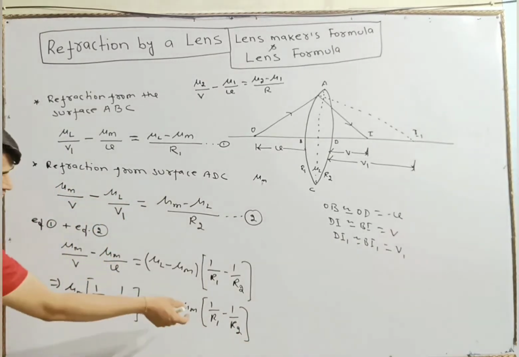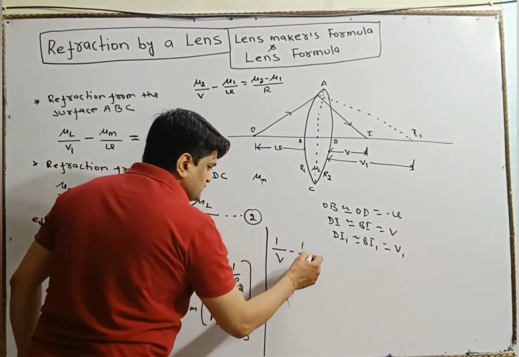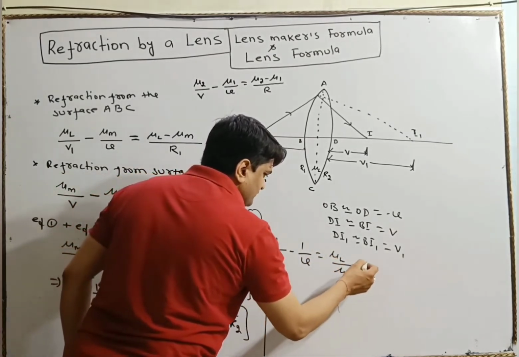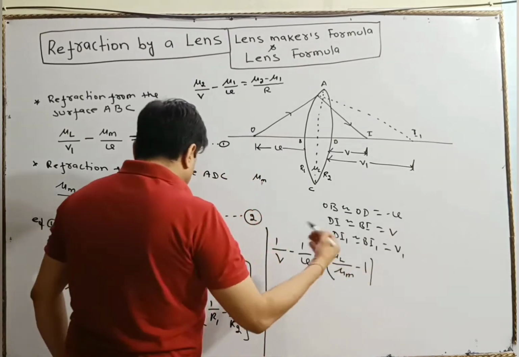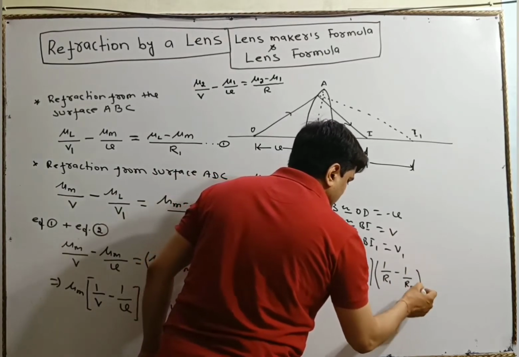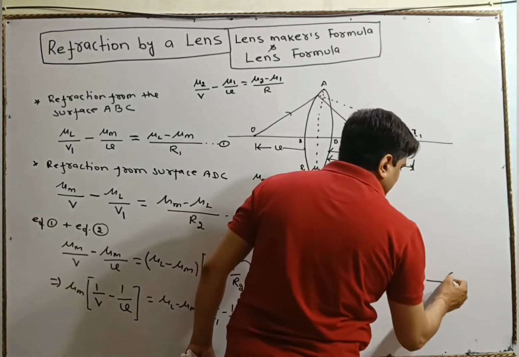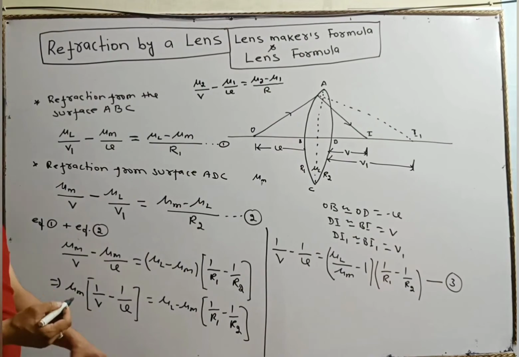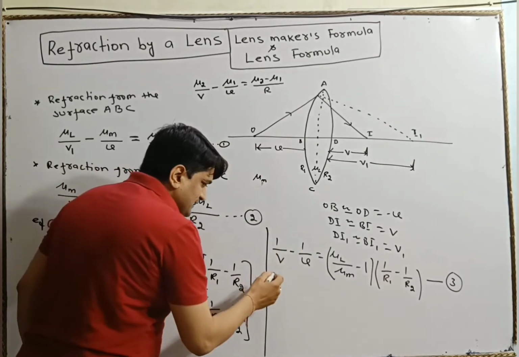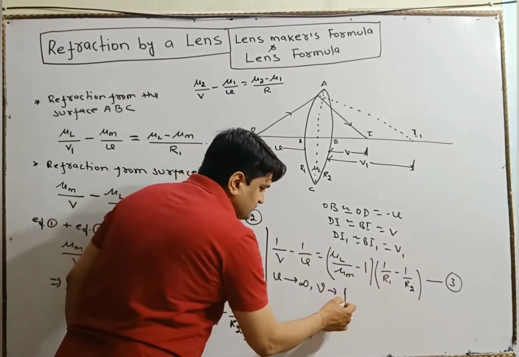Now if I divide by mu M on this side, what will we get? It will be 1 upon V minus 1 upon U equal to mu L upon mu M minus 1, multiplied by 1 upon R1 minus 1 upon R2. This is equation number 3. Okay. Now, if I take this object at infinity, if I take U at infinity, then the final image will be formed at the focus.